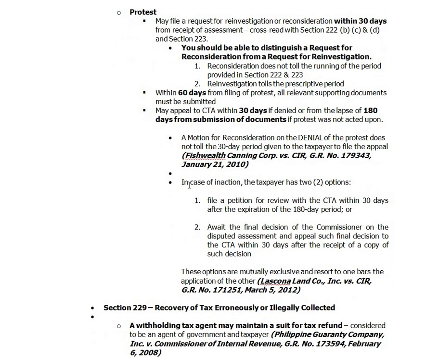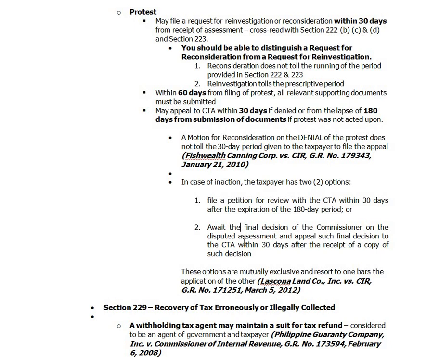Now, in case of inaction, if the BIR ignores you, the taxpayer has two options. It's either file a petition for review with the CTA within 30 days after the expiration of the 180-day period, or you await the final decision of the commissioner on the disputed assessment and appeal such final decision to the CTA within 30 days after the receipt of a copy of such decision. This is the case of Lascona Land Company versus CIR, March 5, 2012. These options are mutually exclusive and resort to one bars the application of the other.